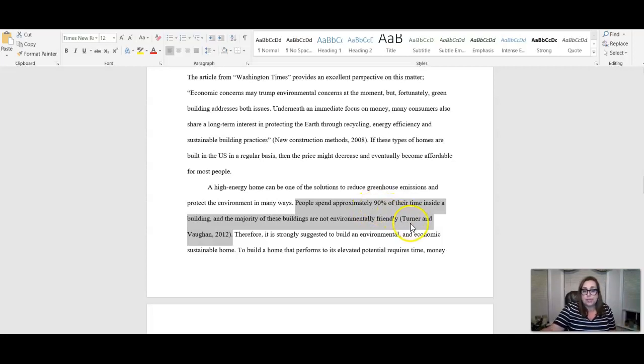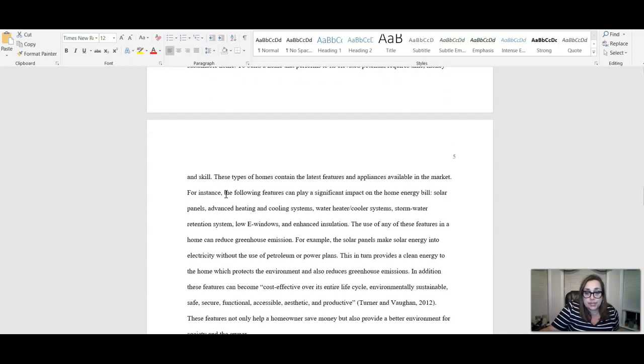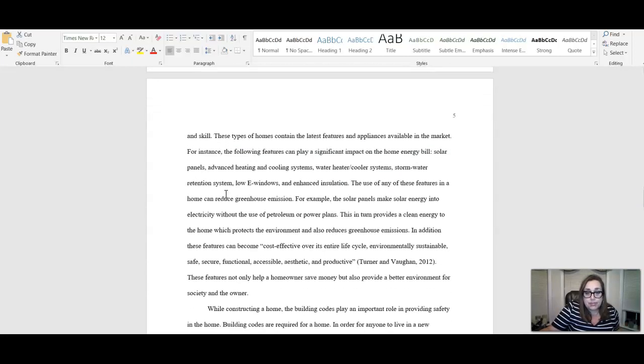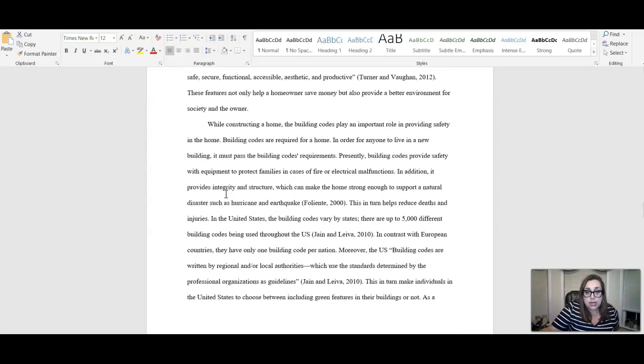So here, in parentheses, this is the in-text citation. Turner and Vaughan are the authors, and the publication was 2012. So when I go look to see where this came from with the citations, I'll look for Turner. So that's identifying it. Also notice that he has a good topic sentence here. So everything he has is topic sentence. I want to find a quote, and then we're going to go over how to properly present a quote.